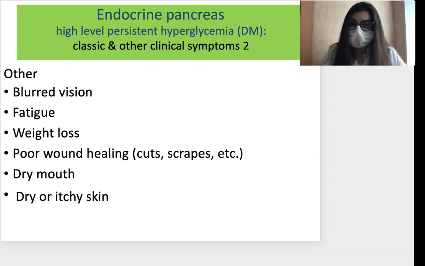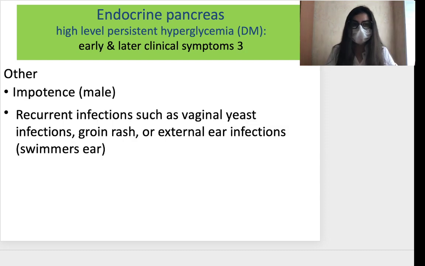Other clinical symptoms are even less specific. They are blurred vision, fatigue, weight loss, and poor wound healing, like cuts, scrapes and others. It is dry mouth and dry and itchy skin. It can be impotence in male patients, and recurrent infections such as vaginal infections, groin rash, or external ear infections, which we call swimmer's ear.